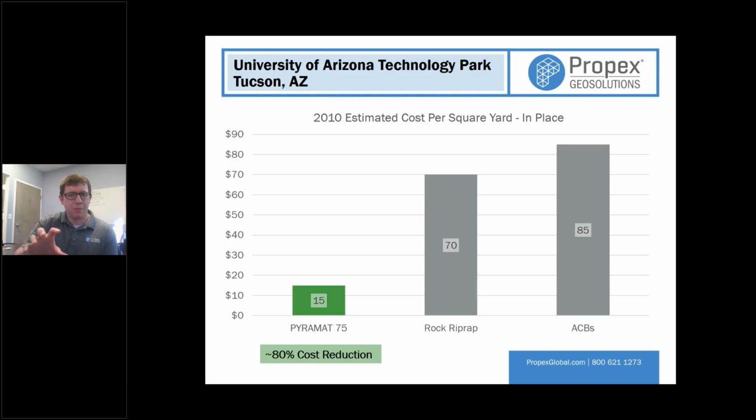For cost comparison, this was 2010 estimated cost. The reason this was sought after and looked at was the big reduction in costs compared to rock riprap and articulated concrete blocks. Both rock and ACBs have their place, and we use them very often in combination with these systems. But if we can find a way to use, again, a more optimized design, we're going to have a better performance and reduced cost as well.